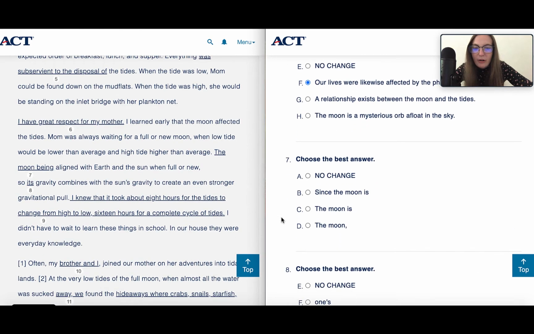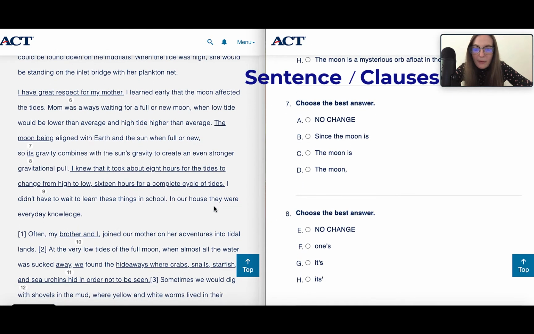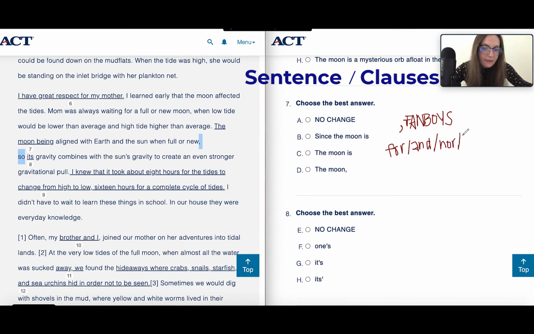All right, then checking out number 7. So number 7, what I want to point out is we can see that right after the word "new" there's a comma, "so." So we're going to do a little punctuation, and we're going to pull over to the side here. Anytime we see basically a comma with one of the FANBOYS, we're going to write down what FANBOYS stands for in a second. FANBOYS stands for: for, and, nor, but, or, yet, and so. So obviously when we see the comma paired with "so," that's an example of comma FANBOYS.